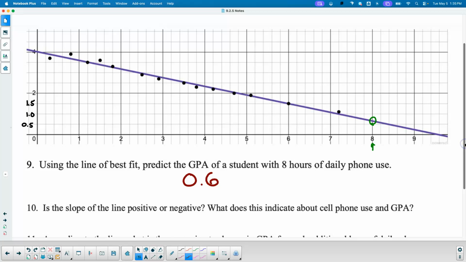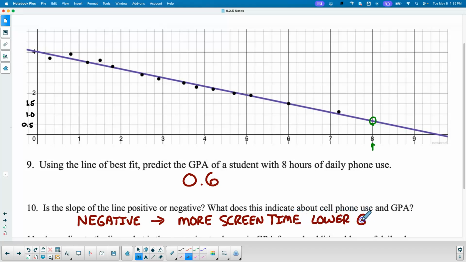Is the slope of the line positive or negative? Negative. Okay. So the slope is negative. What does that mean? More screen time, lower GPA, right? Yeah. Okay.